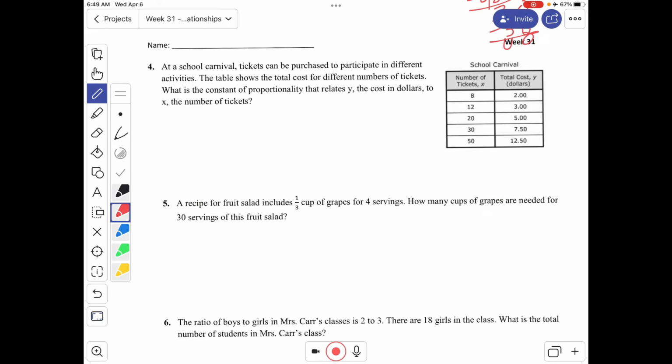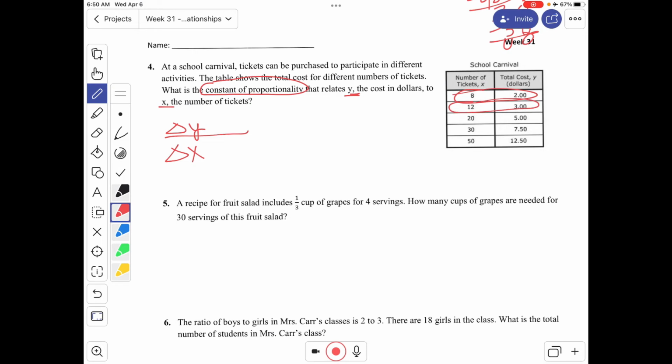Number 4, at a school carnival, tickets can be purchased to participate in different activities. The table shows the total cost for different numbers of tickets. What is the constant of proportionality that relates Y, the cost in dollars, to the X, the number of tickets? Well, constant of proportionality, and pretty much any time it talks about X and Y, you might just end up doing the change of Y over the change of X. So we need to pick 2 Y's and 2 X's. So it can be any one that you like from the chart.